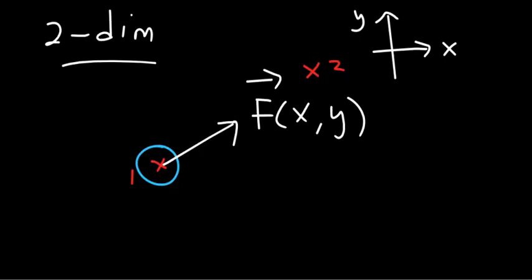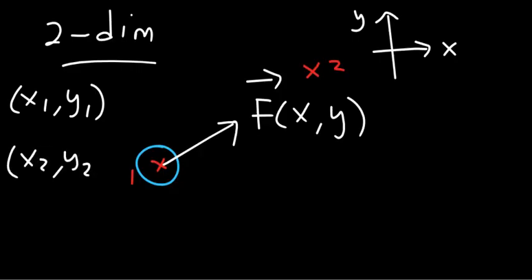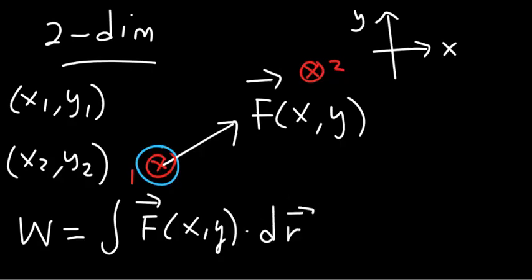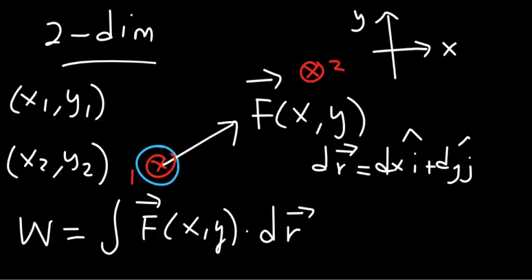The coordinates of point 1 are x1, y1. The coordinates of point 2 are x2, y2. Note, this is point 1 and that is point 2. So generalizing the earlier equation that we have for work, the work simply becomes, again, the dot product of that force function with a displacement vector, call it dr, where dr is given by dx i hat plus dy j hat. Now it's a motion in 2 dimensions.